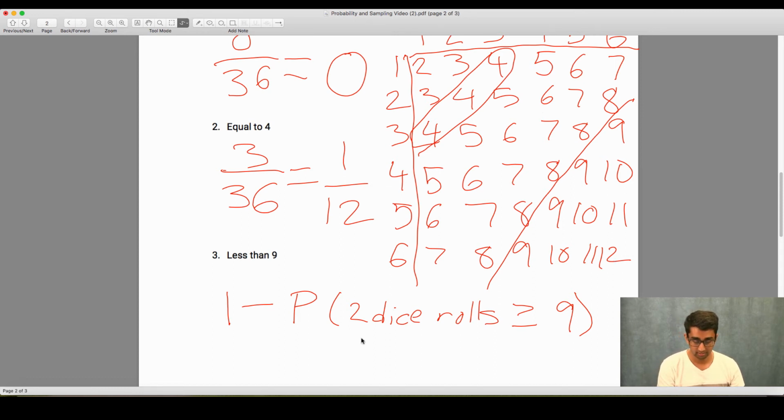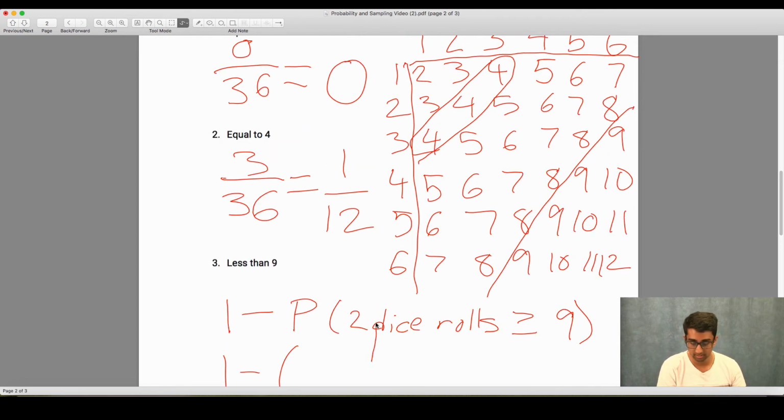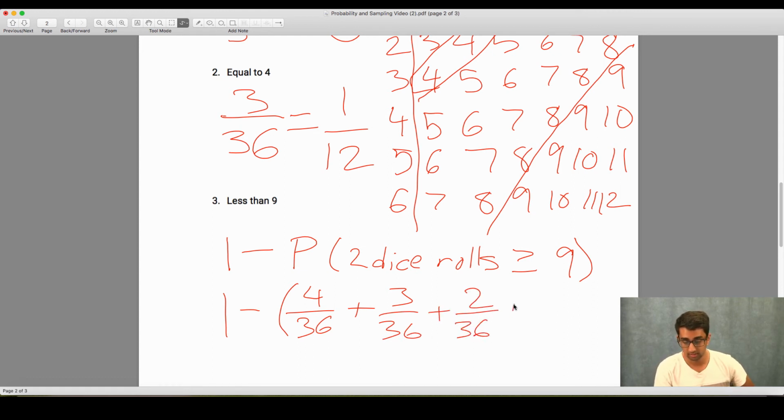So let's actually do that. Let's add up all these individual probabilities. We have 1 minus the probability of having 9s plus the probability of having 10s plus the probability of having 11s and the probability of having 12s. The probability of having 9s is 4 over 36 because there are 4 9s. Then we add 10s, 3 over 36. We add 11s, which is 2 over 36. And then there's 1 12, so 1 over 36.